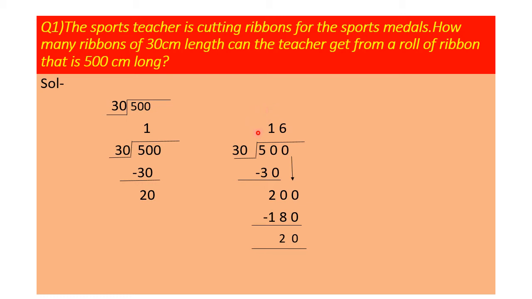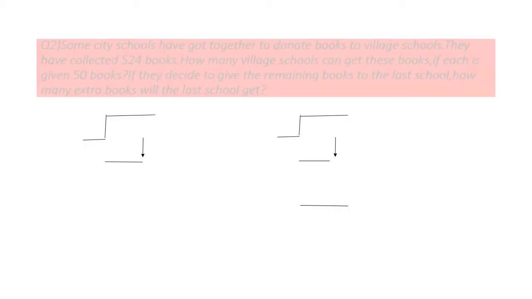So that means the pieces of ribbon required for making the medal out of this 500 centimeter long roll of ribbon will be 16. Okay, so this will be your main answer. Let us move further to the next question.